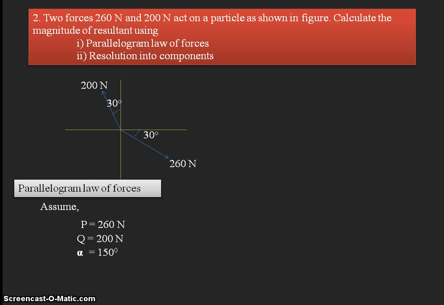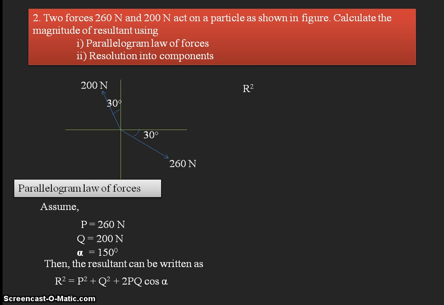So by using the formula directly we can find out the resultant force. Okay, so the resultant force can be written as R square is equal to P square plus Q square plus 2PQ cos alpha. So here P force, Q force, and alpha is the angle between the two forces, that is the angle between the two adjacent sides of the parallelogram. So by substituting the values directly we can get the resultant force, which will give the same effect as the two forces 260 newtons and 200 newtons.